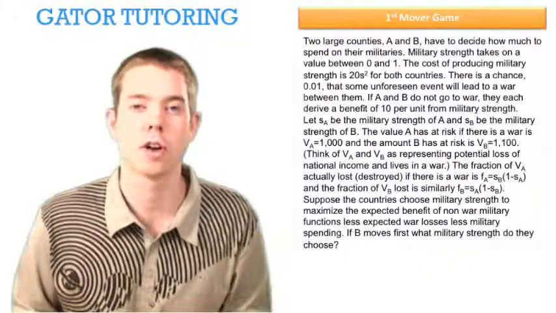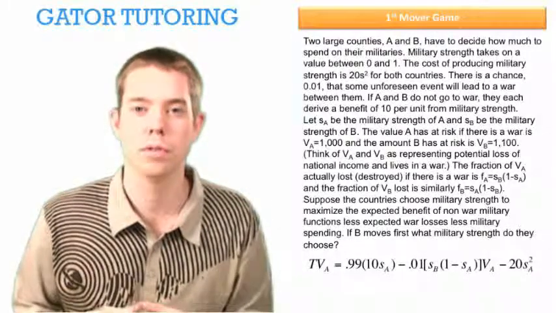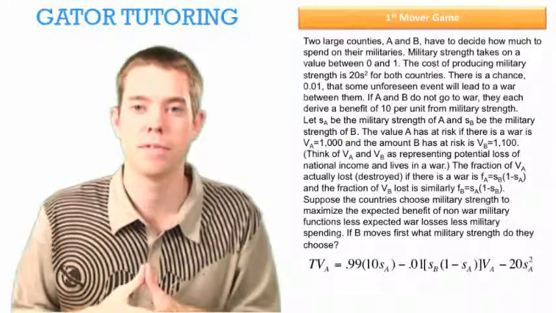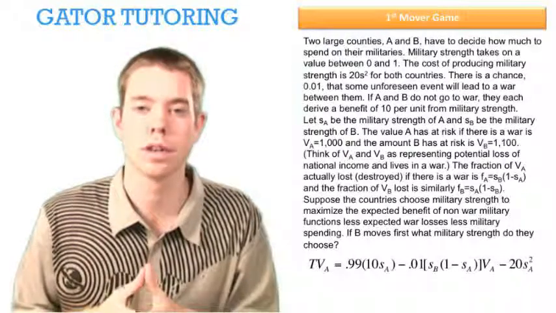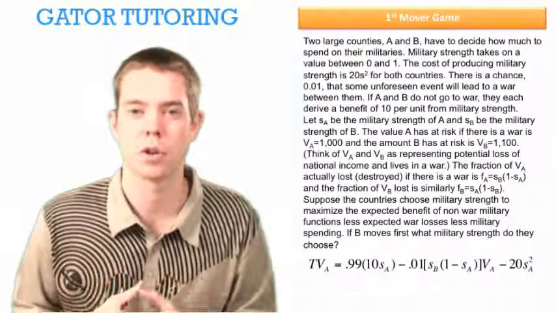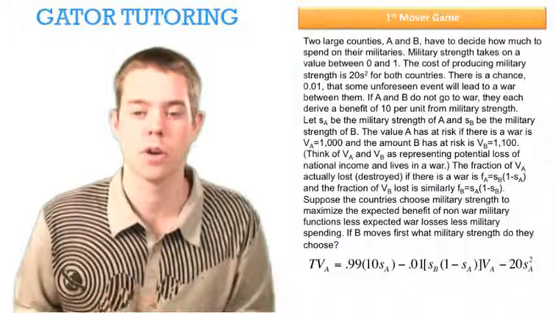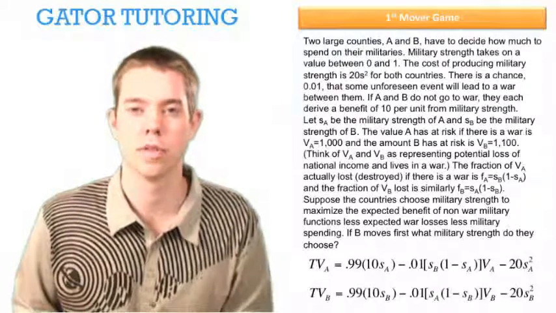First, let's start off by writing our total value functions for each country. Now, I've defined total value as the expected benefit of non-war military functions less the expected war losses less military spending. This is what he told us to maximize, so I want to just define this as total value. For A, this is the total value, and for B, this is the total value.